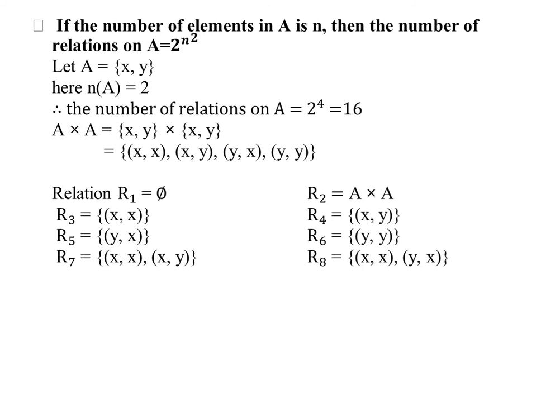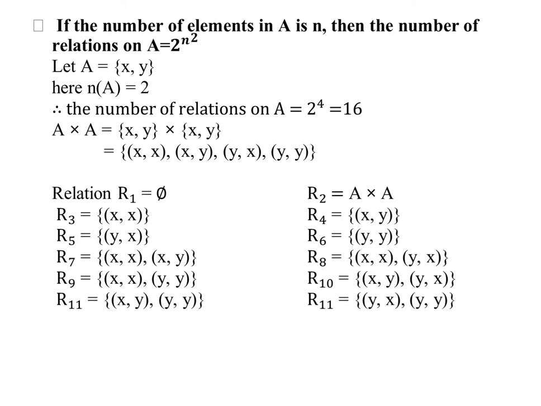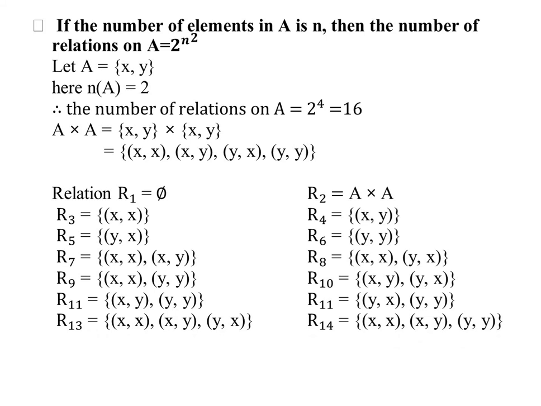Next, R8 is similarly a subset of A cross A. Next, R9 is equal to xx, yy, a subset of A cross A. R10 is equal to xy, yx, a subset of A cross A. R11 is equal to xy, yy. So R11 is a subset of A cross A. R13 is equal to the ordered pairs xx, xy, yx. So R13 is a subset of A cross A.